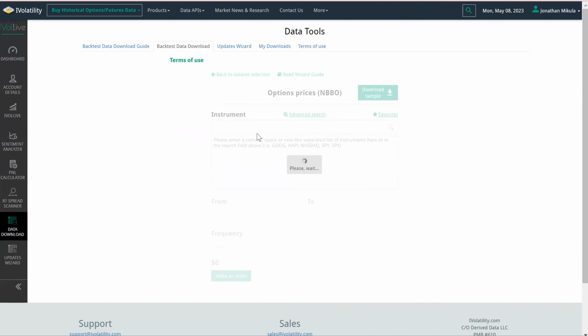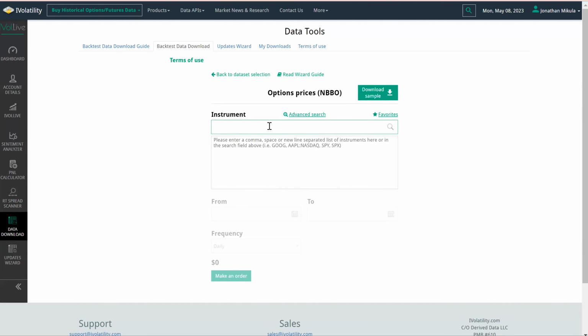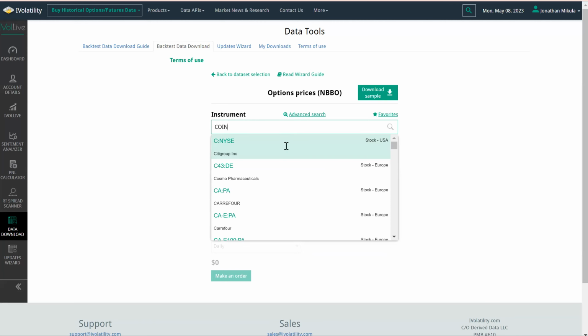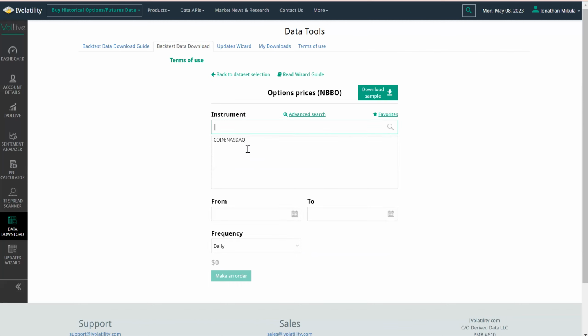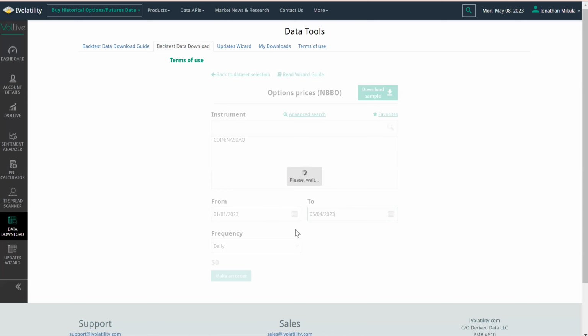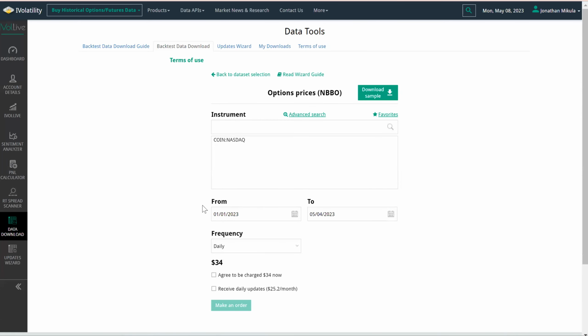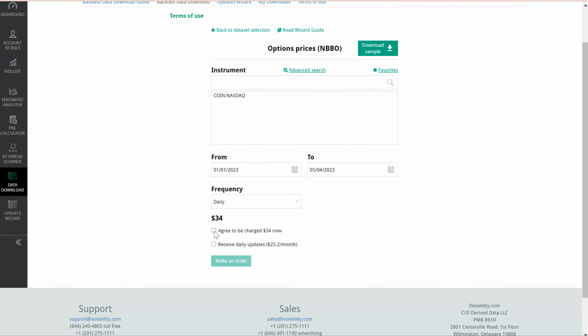I think your best return on investment is with the NBBO options prices, because what this will do is you type in the name you're interested in, you tell the system the date that you want it for, and it'll tell you what the price will be. So $34, no problem. I agree.